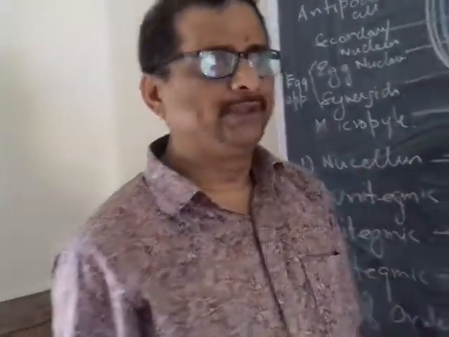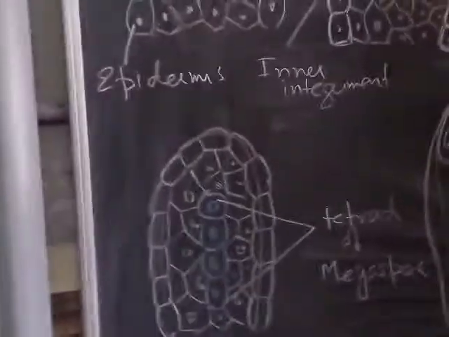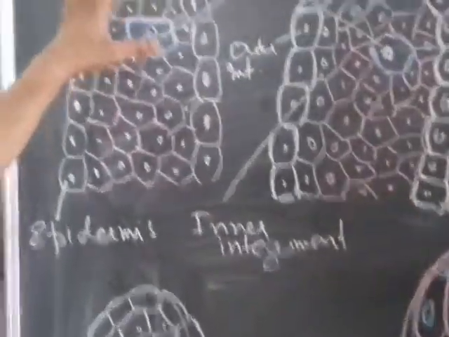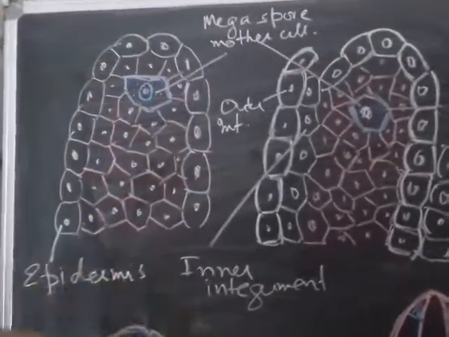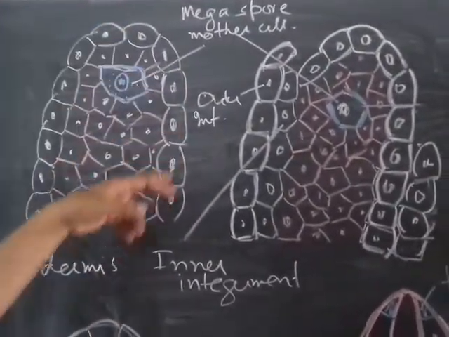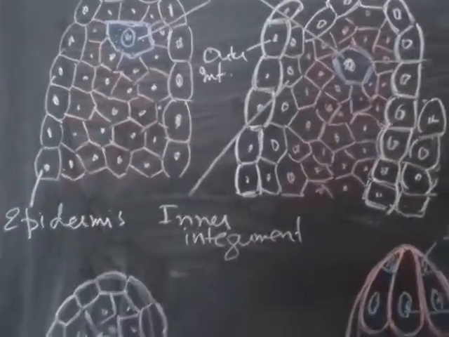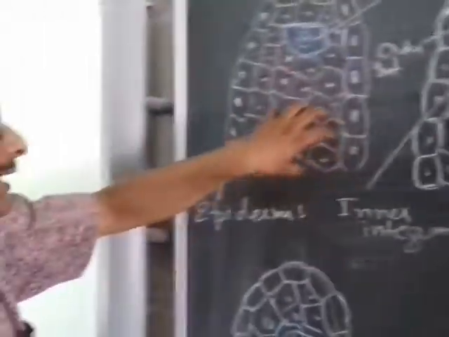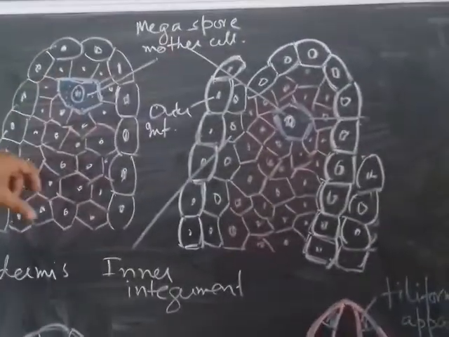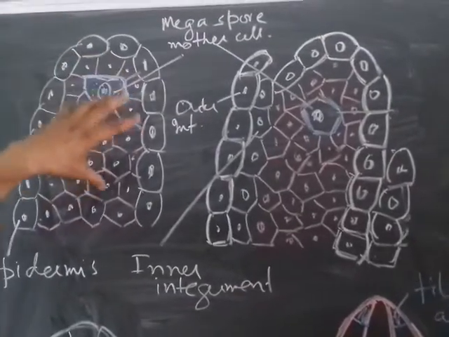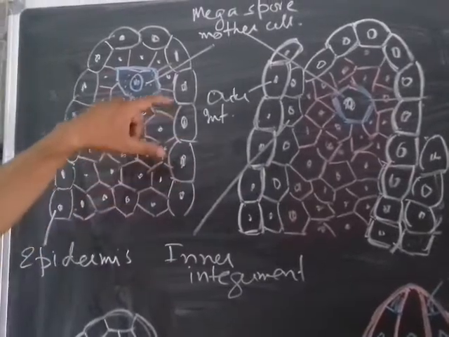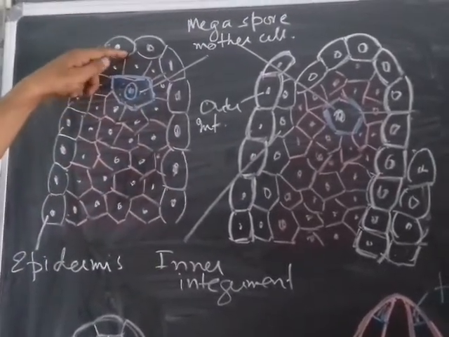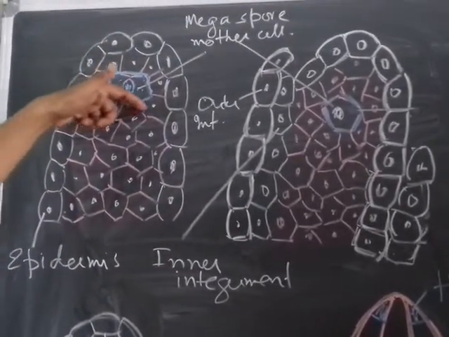Now we'll see the development of the megaspore mother cell, or the development of the female gametophyte, and how it takes place. Inside this nucellus, the archesporial cell divides into different types of cells: an outer epidermal cell, the parietal cells, and the sporogenous tissue.